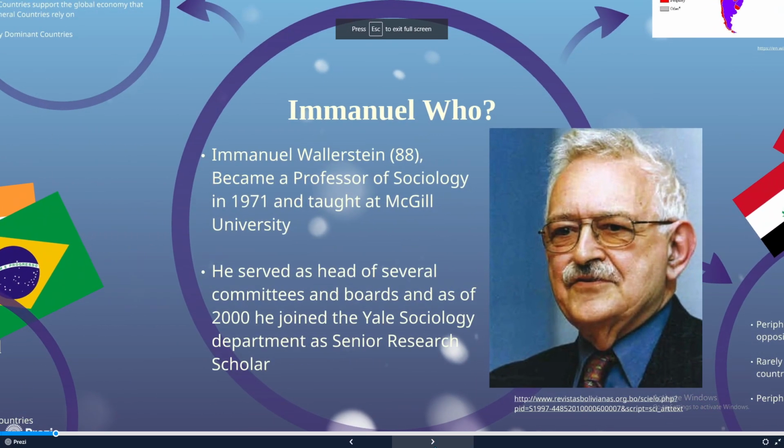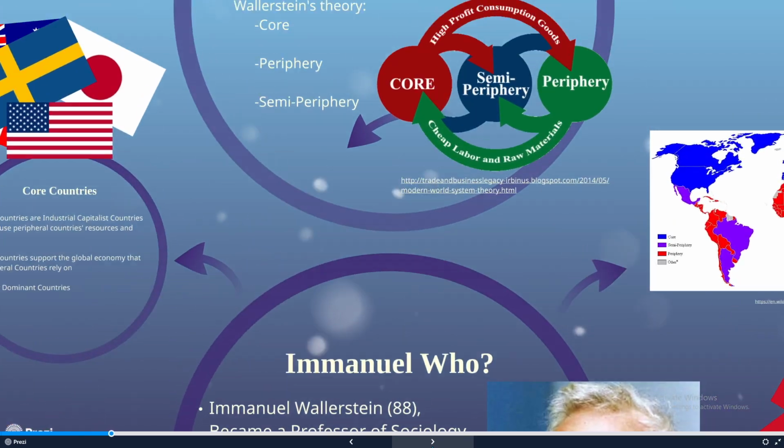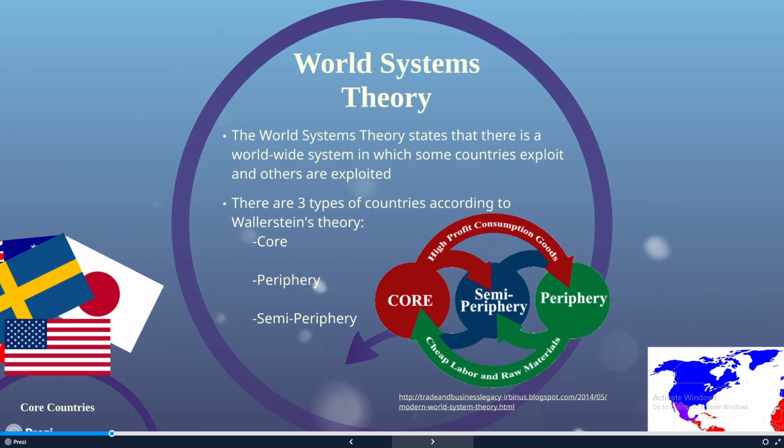So Wallerstein's world systems theory is created by Immanuel Wallerstein, a professor of sociology. Now, here's world systems theory. This is the type of diagram you would see normally. World systems theory states that there is a worldwide system in which some countries exploit and others are exploited.